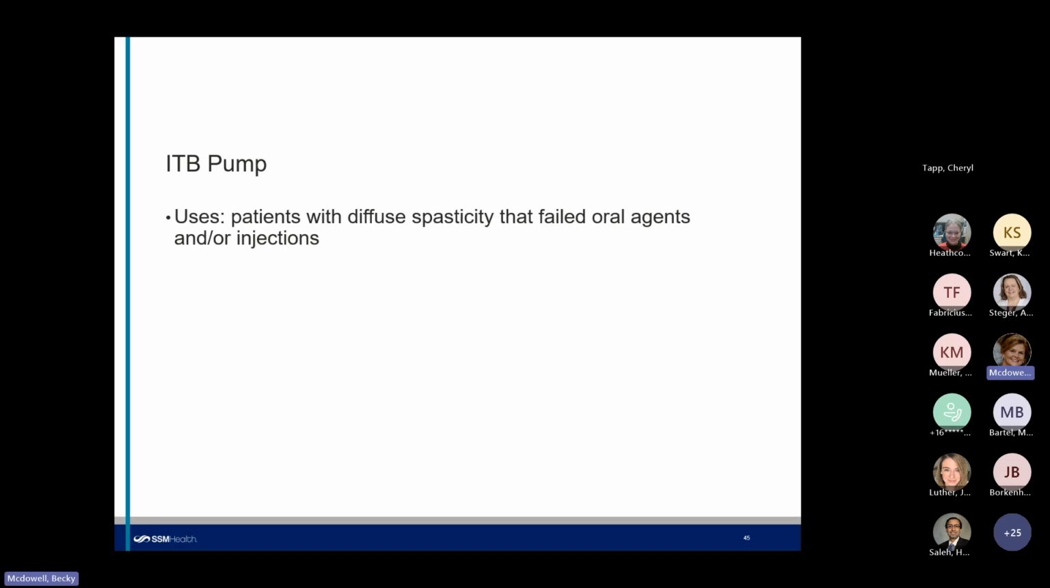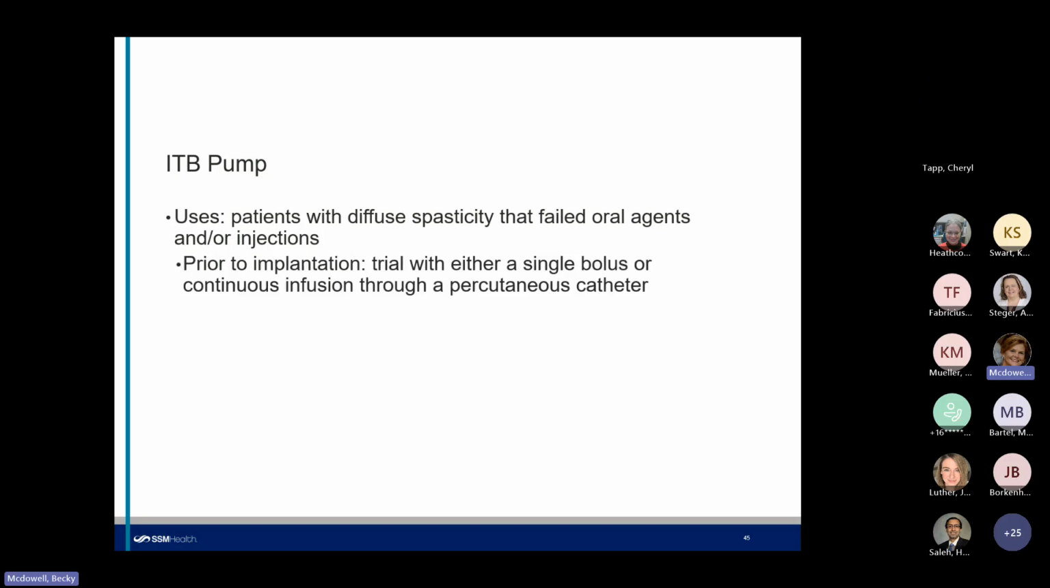This is mostly used in patients with diffuse spasticity, especially those who have failed oral agents and/or injections. Prior to doing an implantation of a pump, you do a test trial, and you can either do a single bolus of baclofen or continuous infusion through a percutaneous catheter into the intrathecal space, and then you measure them and see how their spasticity improves over the next few hours.